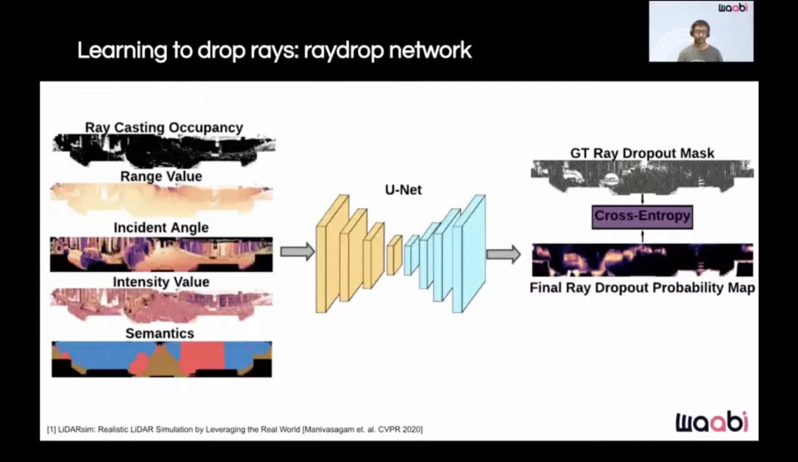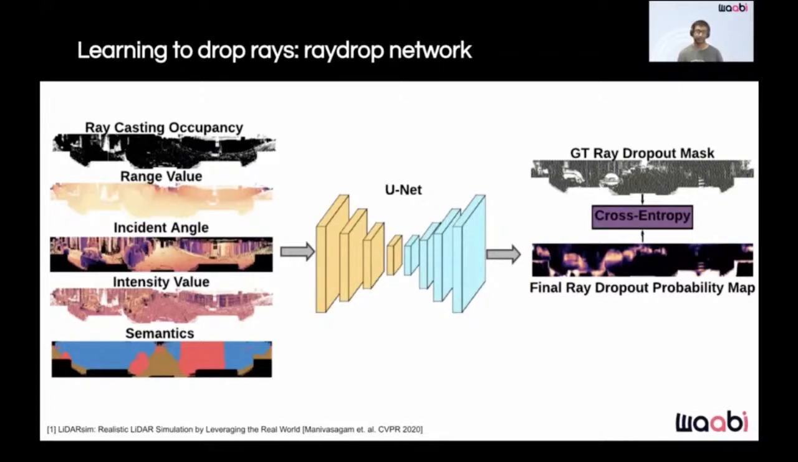We first convert each raycasted LiDAR sweep into a spherical image representation, encoding features related to ray drop, such as the range values, incidence angles, semantics, and path intensity values. We then feed these features into a network and predict how likely a ray will be dropped. The labels that we get come from real LiDAR ray drop patterns. We sample the ray drop probability to generate the final point cloud.